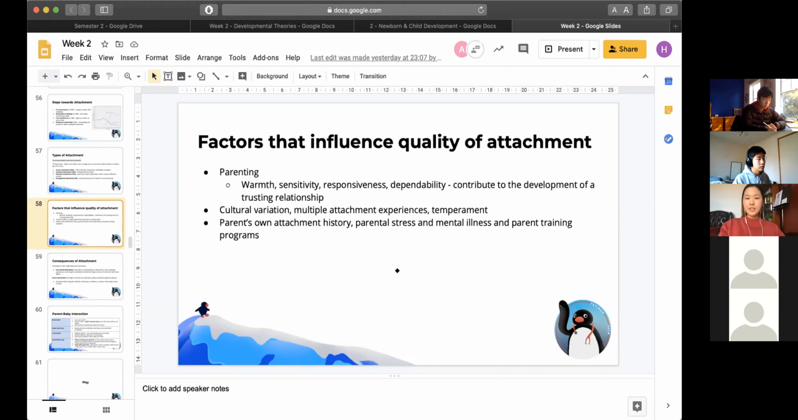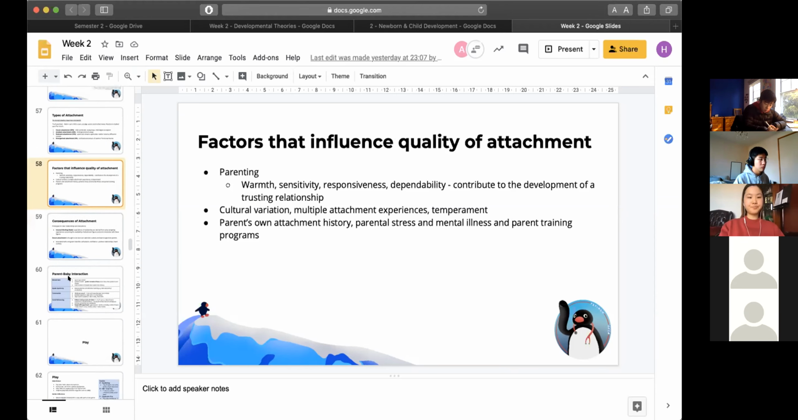So these are some factors that will influence the quality of attachment. Just parenting, so the parenting style of the parents. There also will be cultural variation, multiple attachment experiences, child temperament, as well as the parents' own attachment history, parental stress, any mental illness, and differing parent training programs that parents might attend.